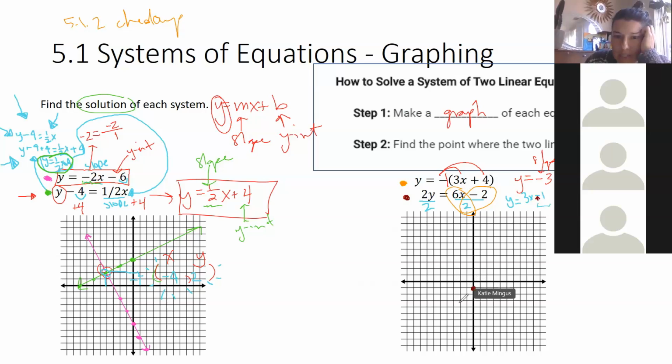Okay, so y-intercept is -4. 1, 2, 3, 4. Slope is -3/1. So I'm going to go down 3, right 1. 1, 2, 3/1. Again, 1, 2, 3/1. Look at you with your lines there.